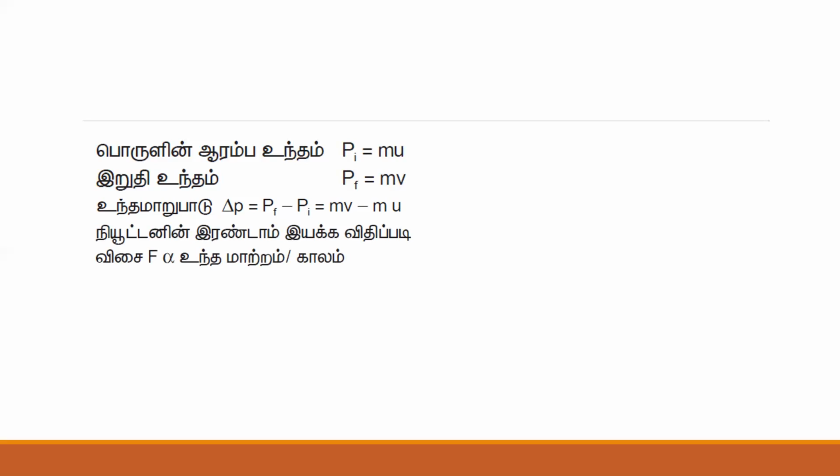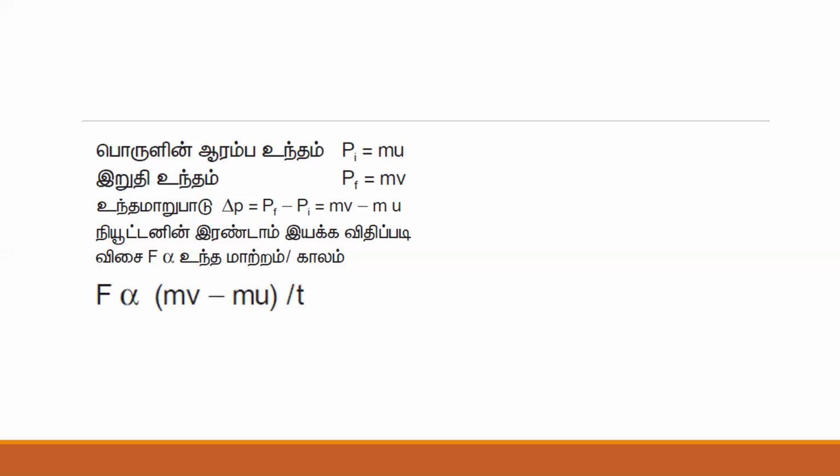நியூட்டனின் இரண்டாம் இயக்க விதிக்கு வந்தோம்னா, விசை என்பது உந்த மாறுபாட்டு வீதத்திற்கு நேர்த்தகவில் அமையும். அது என்ன உந்த மாறுபாட்டு வீதம்? உந்த மாறுபாடுனா உந்த மாற்றம். வீதம் என்ற சொல் காலத்தால வகுக்கிறத குறிக்கும். அதனால விசை F is proportional to, நடுவுல இருக்க குறியீட பாருங்க, இது equal to கிடையாது. அதை இஸ் ப்ரொபோர்ஷனல் டுன்னு சொல்லணும். F is proportional to உந்த மாற்றம் by காலம்.